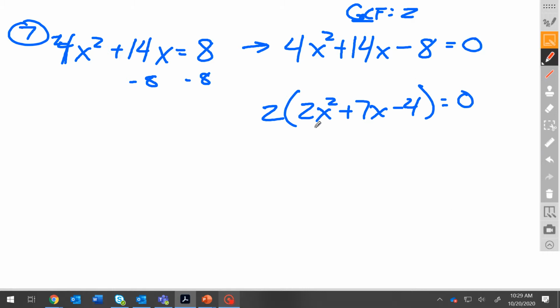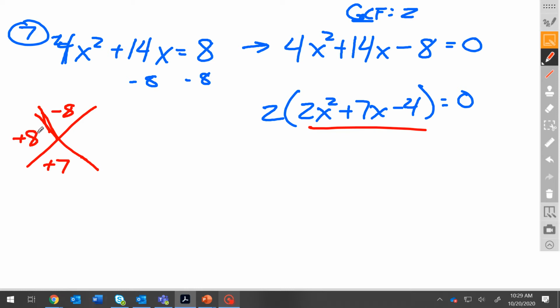And I need to factor this. Now a is not 1, so I am going to have to factor by grouping. So up top I have a times c, 2 times negative 4 is negative 8. In the bottom I have b, positive 7. Two numbers that multiply to negative 8 and add to positive 7: positive 8 and negative 1.